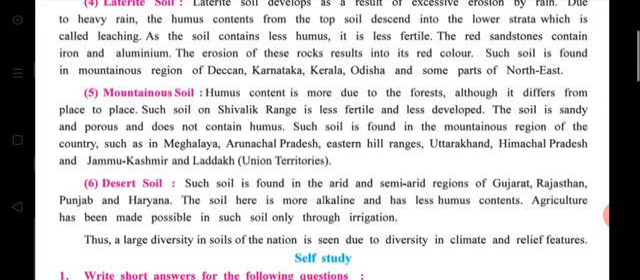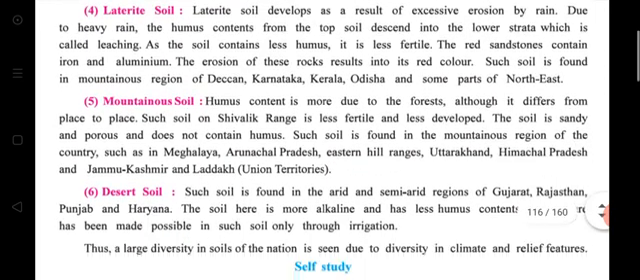Then the fifth one, mountainous soil. Humus content is more due to the forest, although it differs from place to place. Due to forest, humus content is more. Still, it is very different; I mean to say it differs from place to place. Such soil on the Shivalik range is less fertile and less developed. The soil is sandy and porous and does not contain humus.